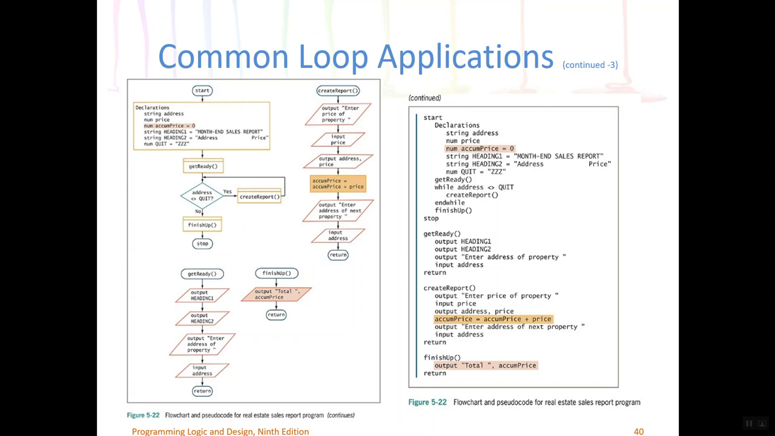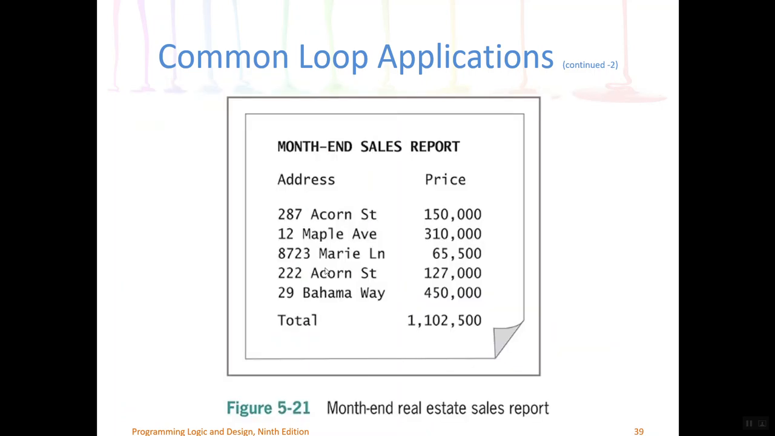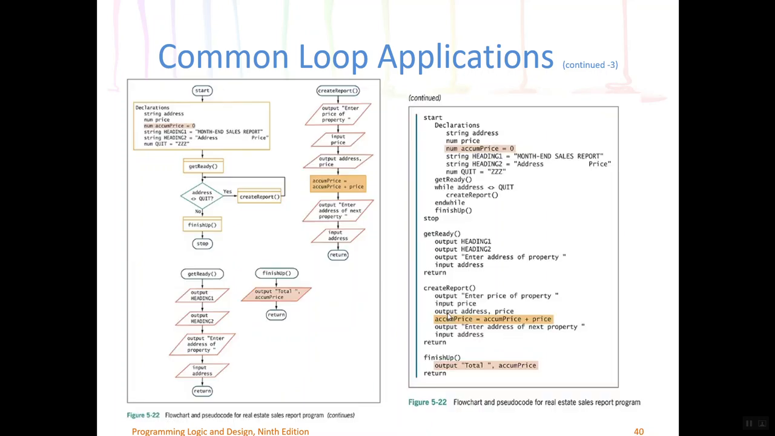So again, address is the loop control variable, so therefore we have to update it. We get the next address before returning back and comparing that address to quit. Finally, once the user types ZZZ, we'll call finish up. This is like end of job in our previous examples, but finally just prints out the word total and accum price. At this point in our program, accum price will include all of the prices added together. We've added them one by one, but at this point they will represent all of them, and we'll get our final value down here.